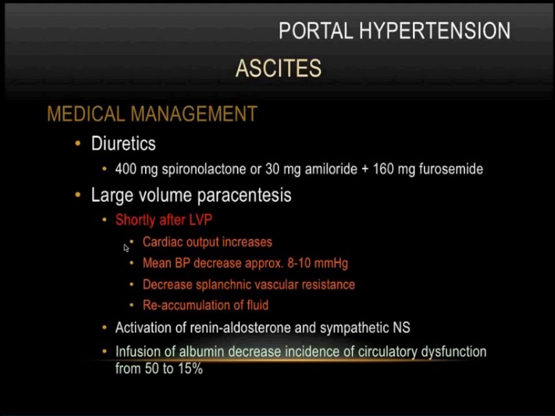Why? Because when you do a large volume paracentesis, what happens is you take all this fluid out. Let's say you take about 10 liters out, and then the cardiac output increases. And you have splenic vasodilation and vasoconstriction in the kidneys. Then the blood pressure decreases, the circulation decreases also, and then the patient starts to accumulate fluid. The more you drain the patient, the more they're going to develop fluid. Of course, this mechanism is regulated by the renin, aldosterone, and the sympathetic system.